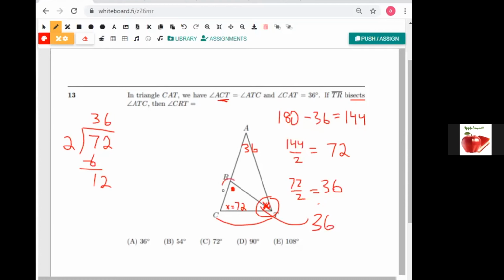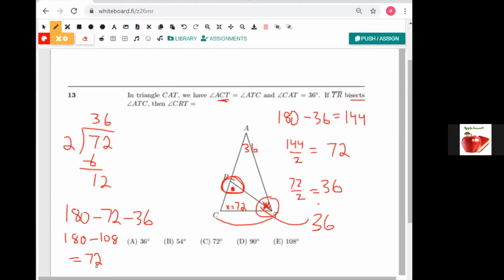So now how can we find out this last angle? What we would do is 180, because this triangle also has 180 degrees, minus 72, minus 36. Let's add those two together. What's 72 plus 36? Which is 108. So 180 minus 108 is 72.